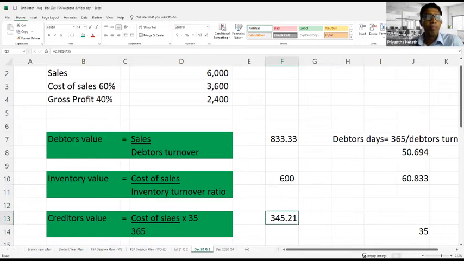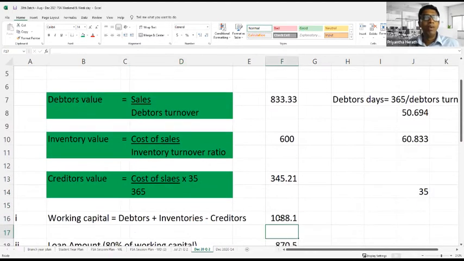Then the creditors value, right? And for this, turnover ratio is not given, creditors days given. So therefore you can use this formula, right? This cost of sales is 3,600 and you need to divide it by 365 to calculate daily purchase. Your creditors days is 35, multiplied by 35. Cost of sales, that's your annual purchase, divided by 365, then you get purchase for a day and multiply it by 35, that's the creditors days. 35 is given in the question. 365 is number of days for the year, right? So creditors value is 345.